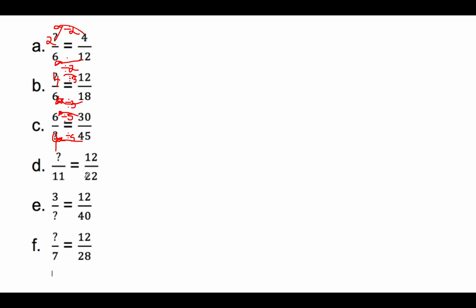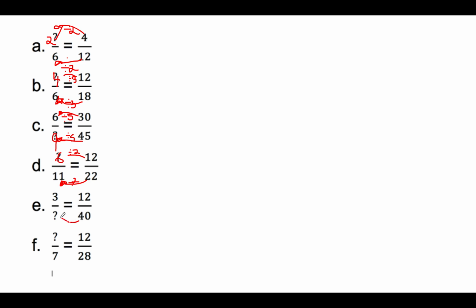Right, next one. Oh, we can use the bottom ones here. Can't use the top one because that's a question mark. What do we divide 22 by to get to 11? We divided it by 2. So we must divide 12 by 2. 12 divided by 2, you get 6.